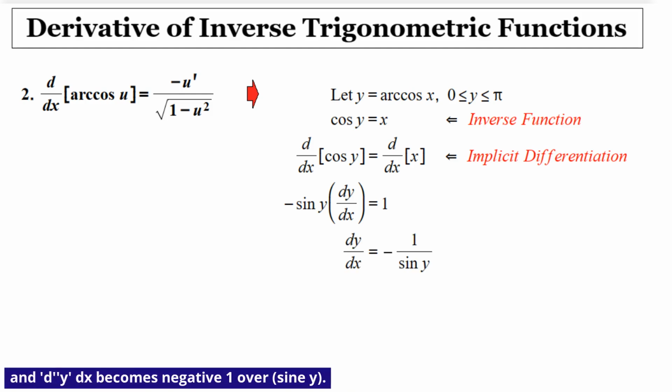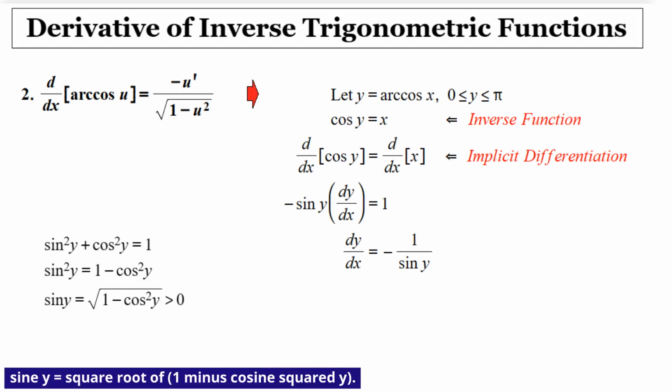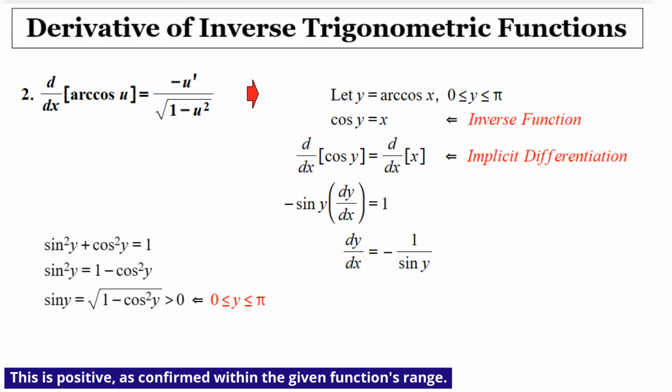The derivative of the cosine function is negative sine, and dy/dx becomes negative 1 over sine y. Using the Pythagorean identity, sine y equals the square root of 1 minus cosine squared y. This is positive, as confirmed within the given function's range.